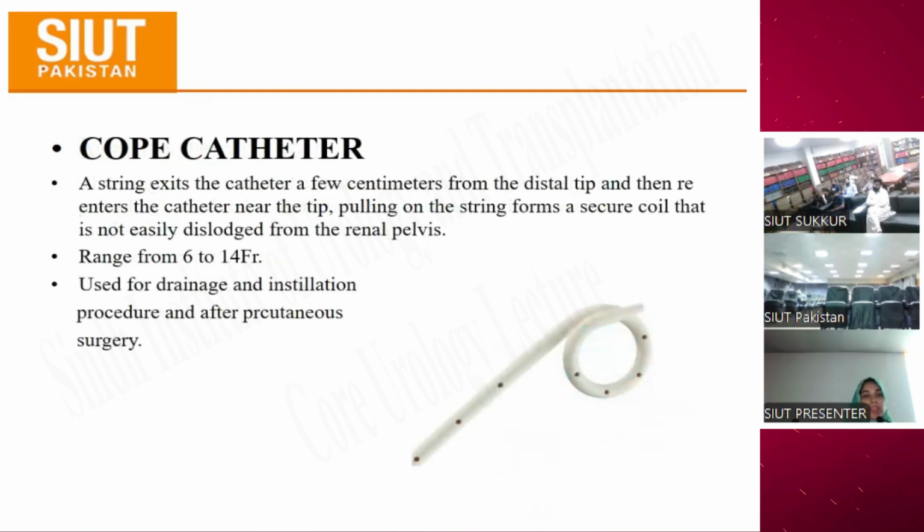Cope catheter has a string that exits the catheter a few centimeters from the distal tip and then re-enters the catheter near the tip. Pulling on the string forms a secure coil that is not easily dislodged from the renal pelvis. They range from 6 to 14 French, and they are used for drainage and instillation of drugs, and after percutaneous surgery.